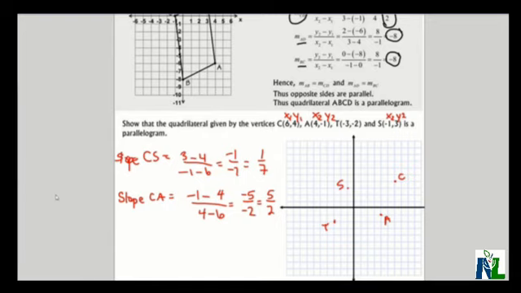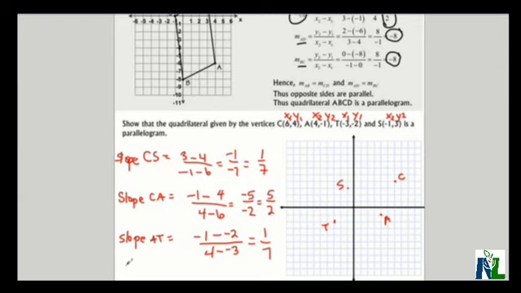We'll look at now the slope of AT. And since A is already labeled x2, y2, I'll label T x1, y1. And that will give us -1 subtract -2 over 4 subtract -3. And this gives us 1 over 7. So I have one pair of parallel lines.